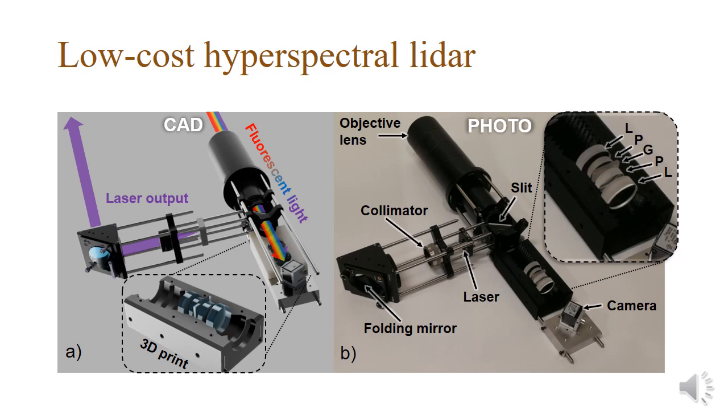The LiDAR looks like this. It emits a laser beam of 405 nanometer light, and it's designed to image this beam from approximately 6 meters to 150 meters.